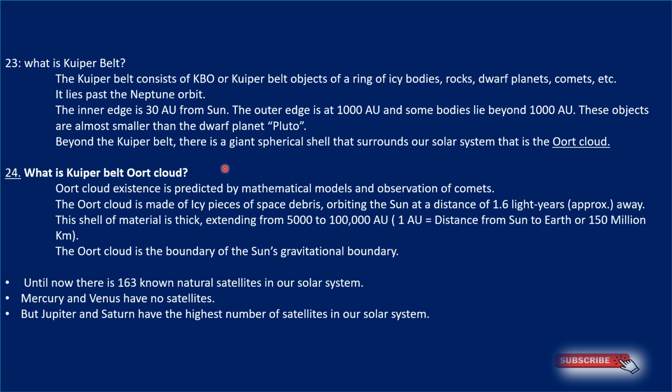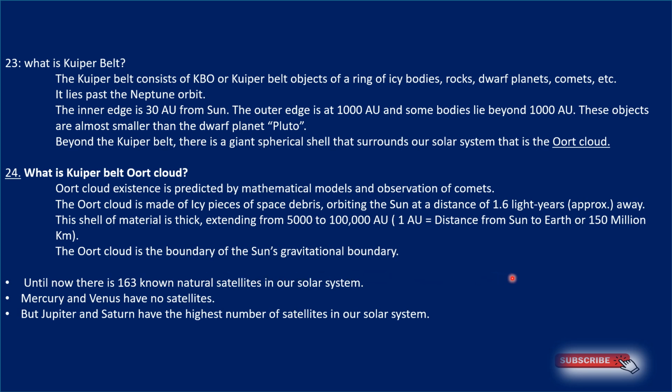Beyond the Kuiper belt, there is a giant spherical shell that surrounds our solar system, that is the Oort cloud. The Oort cloud's existence is predicted by mathematical models and observations of comets. The Oort cloud is made of icy pieces of space debris orbiting the Sun at a distance of 1.6 light years away. This shell of material is thick, extending from 5000 to 1 lakh AU. The Oort cloud is the boundary of the Sun's gravitational influence.